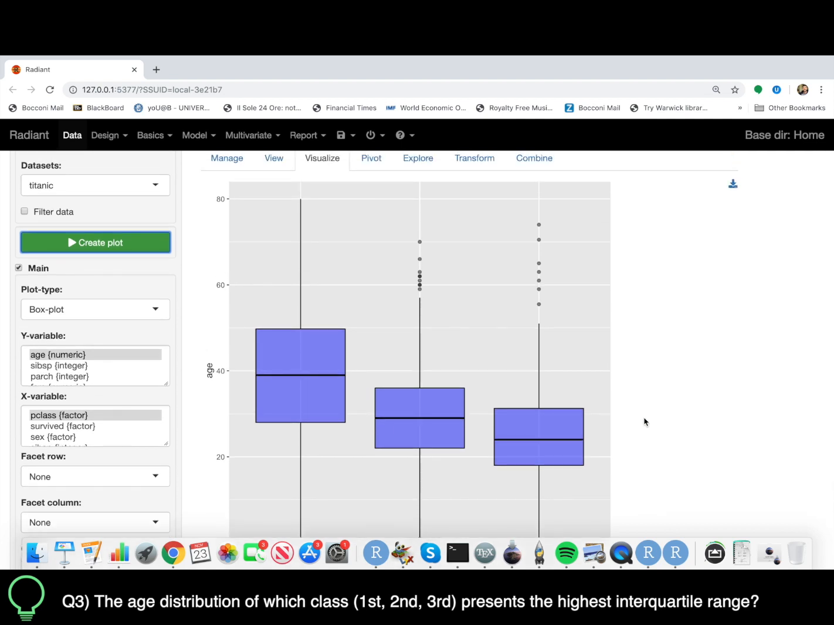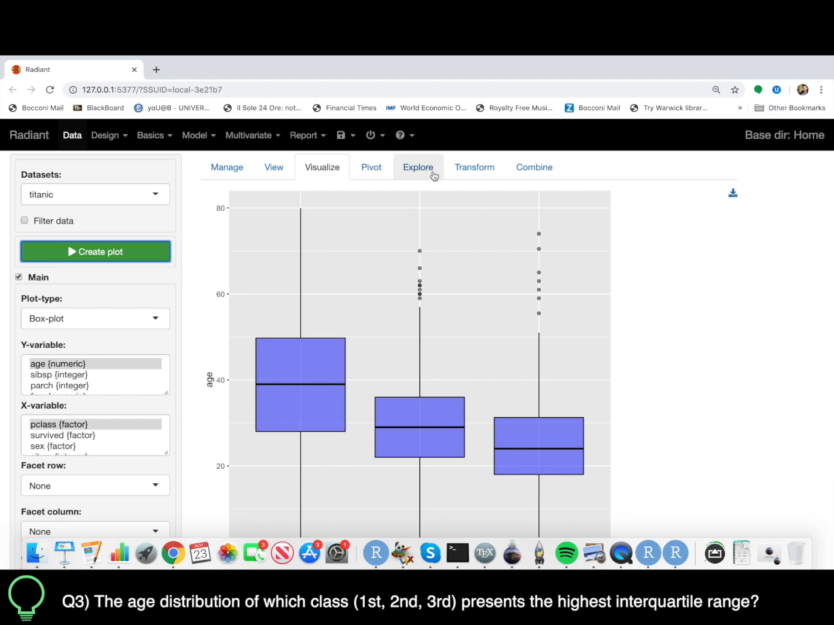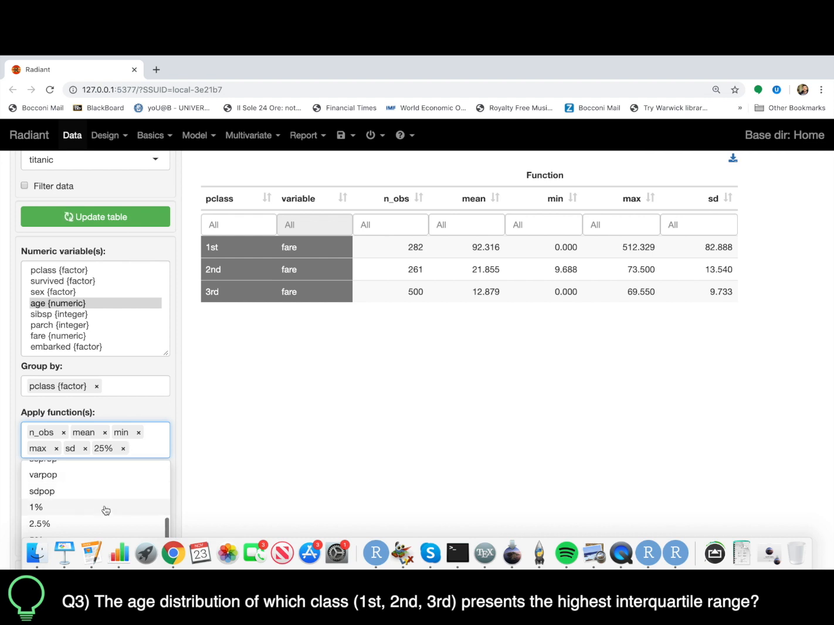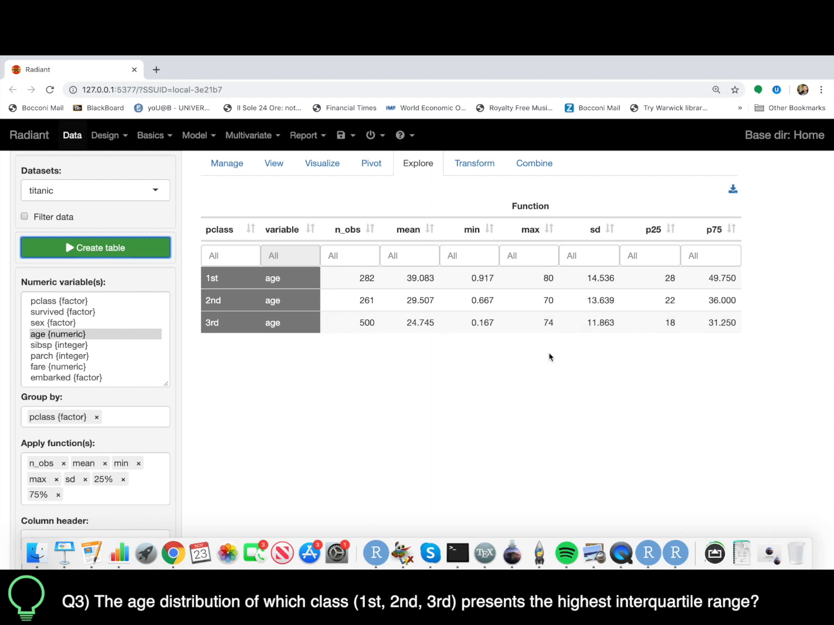However, if you want to double check and be even more precise, we can go back to the Explore tab and compute for the variable age, grouped by the class, the 25 and 75 percentiles. Let's see what happens. Great. So the interquartile range is given by the 75th percentile minus the 25th percentile. So for example, for the first class, this is around 50 minus 28, so we have an interquartile range of around 22.